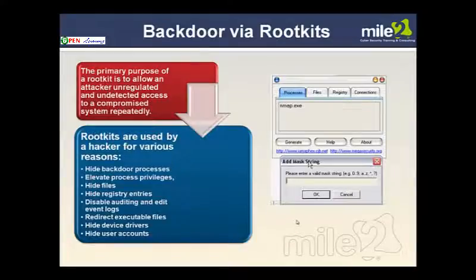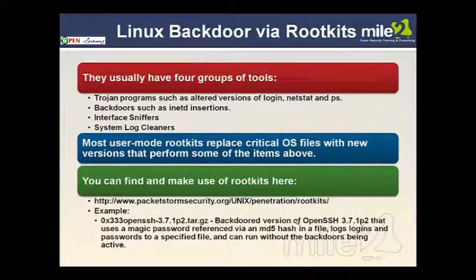They mask their existence. Now, Linux was probably more known for rootkits. You don't really hear these quite as much in the Windows world. They usually have four groups of tools. We have Trojan programs, which are altered versions of some of your main programs, like login, netstat, looking at your services, backdoors in the systems, sniffers, and so on.